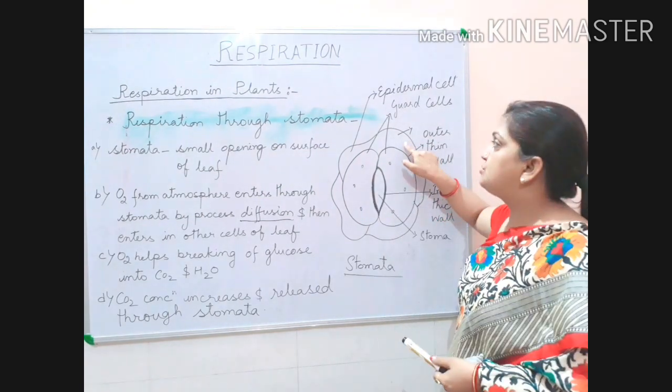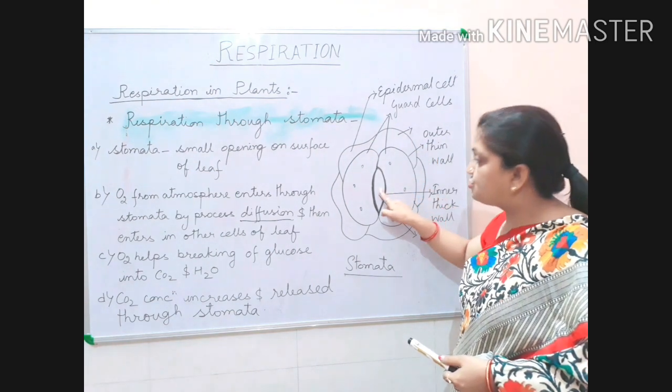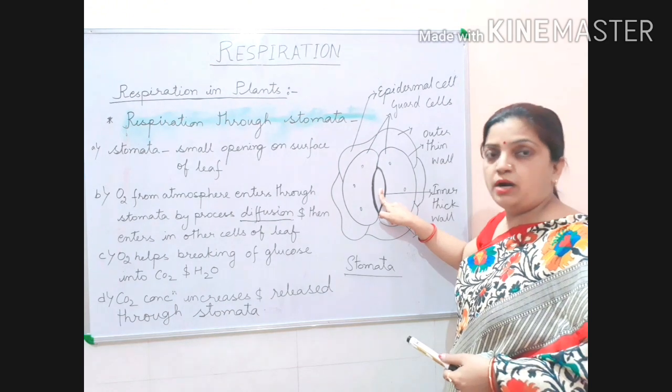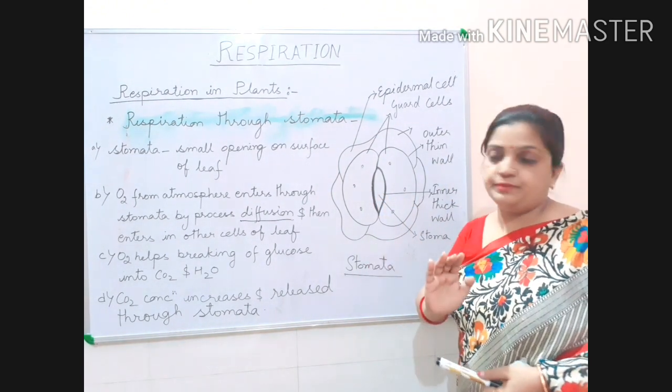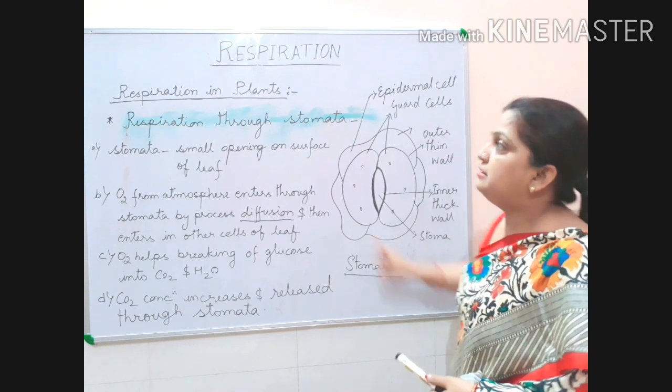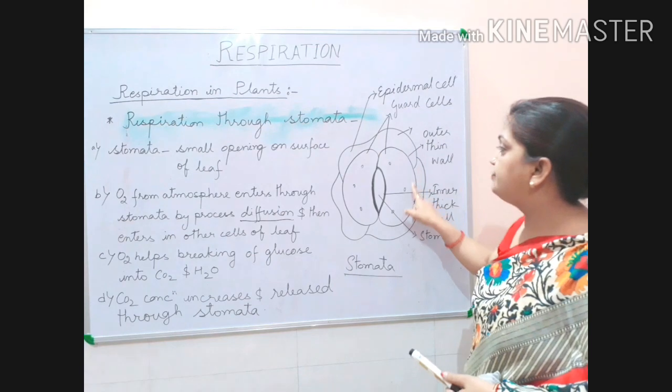So, the CO2 from the cells of the leaf passes through the stomata and is released out into the atmosphere. In this way, respiration in plants is completed with the help of stomata.